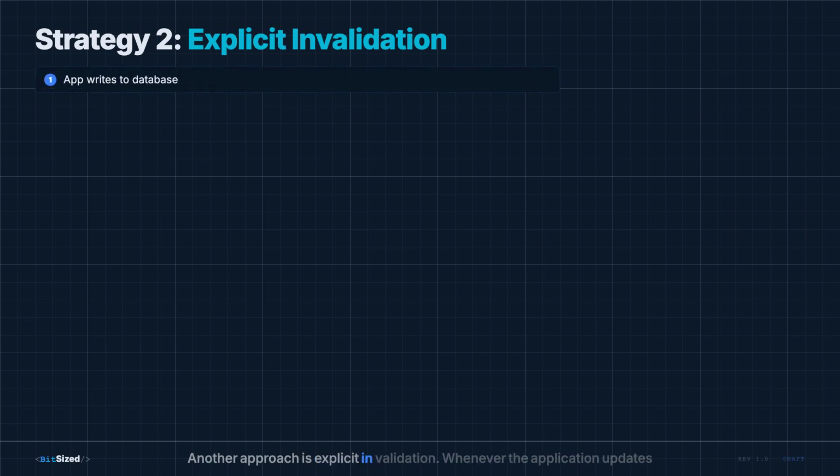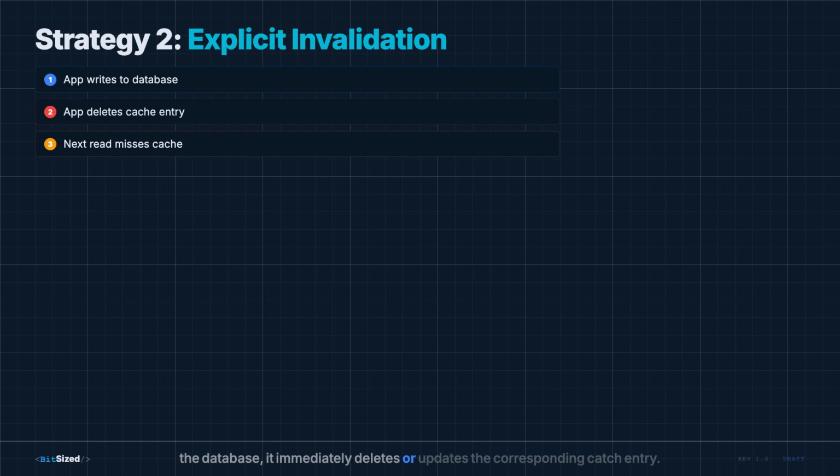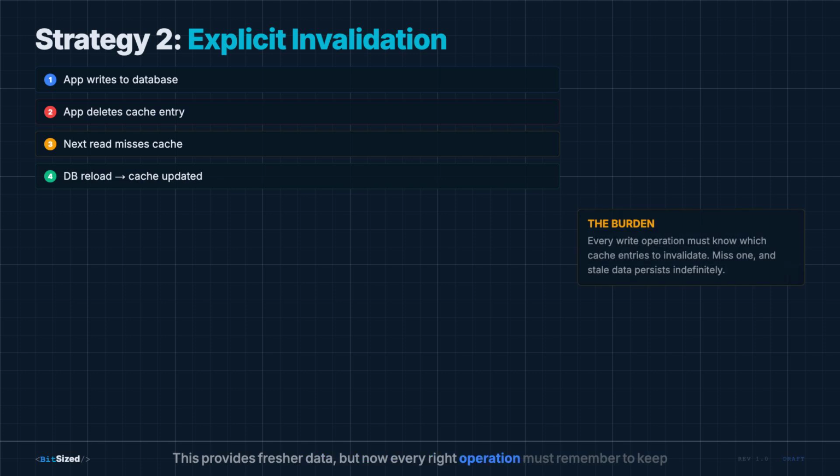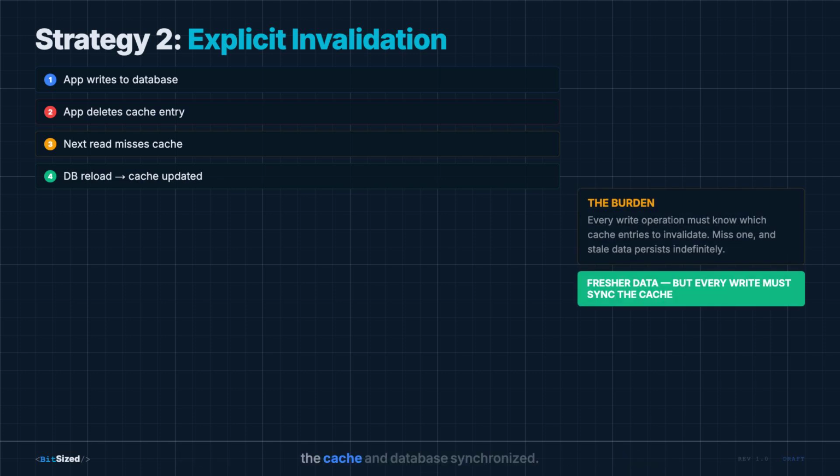Another approach is explicit invalidation. Whenever the application updates the database, it immediately deletes or updates the corresponding cache entry. This provides fresher data, but now every write operation must remember to keep the cache and database synchronized.